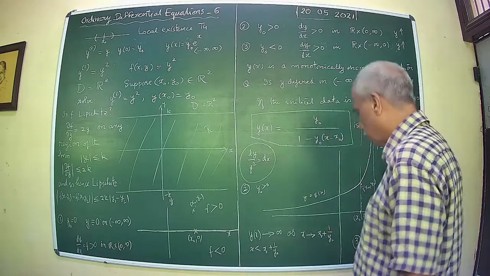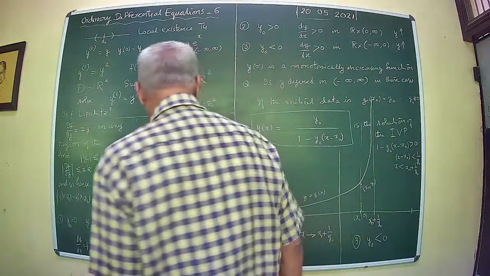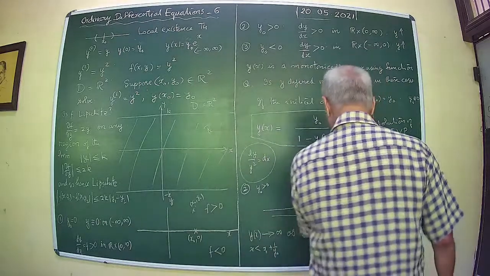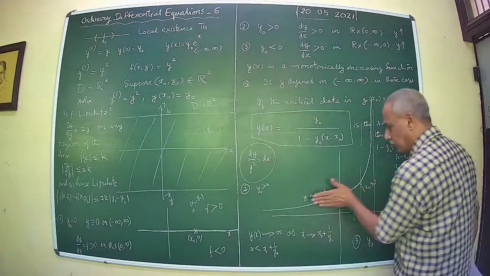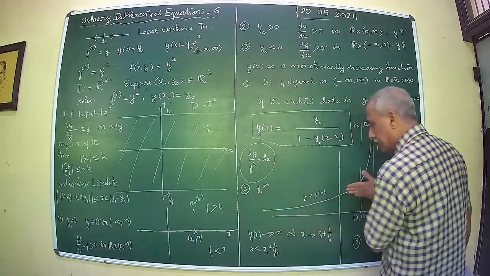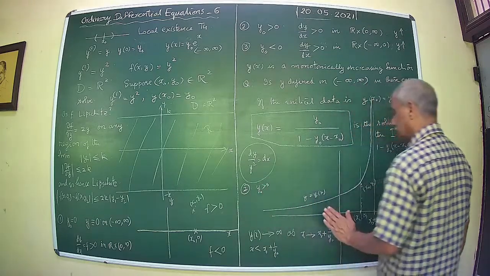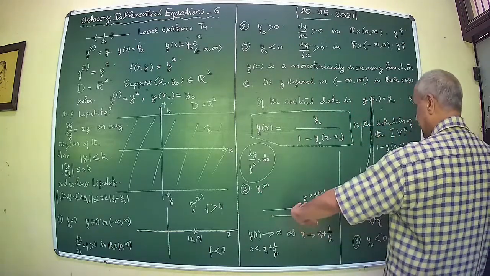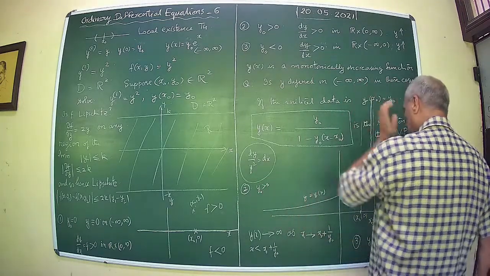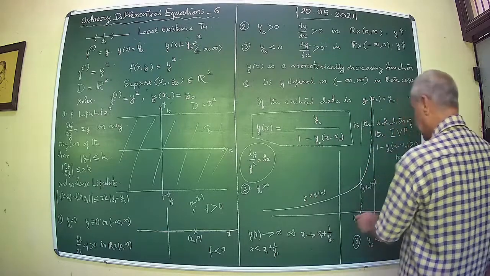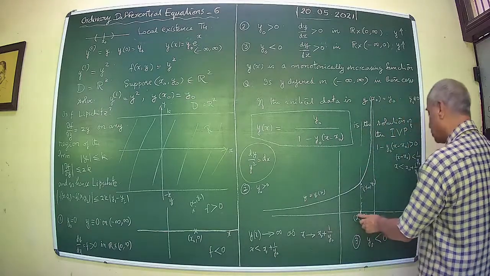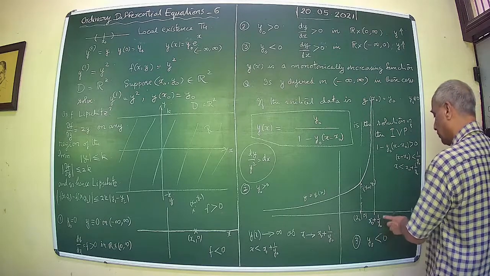There also the solution is positive. And what is the behavior of the solution? The behavior of this solution is that as x goes to minus infinity, it goes to 0. Okay? And it asymptotically grows to plus infinity as x moves towards x naught plus 1 by y naught.